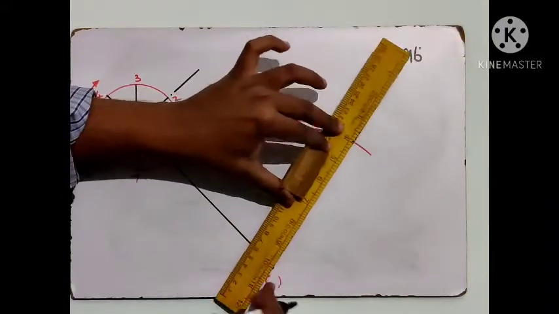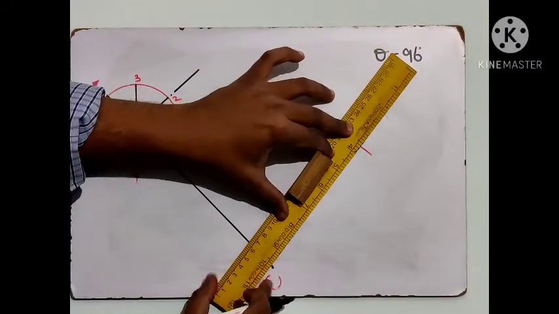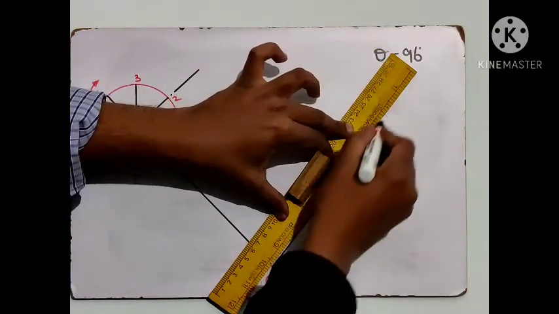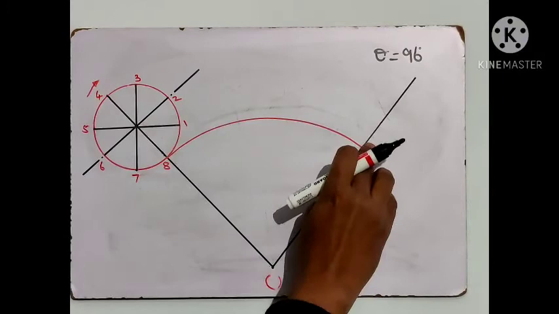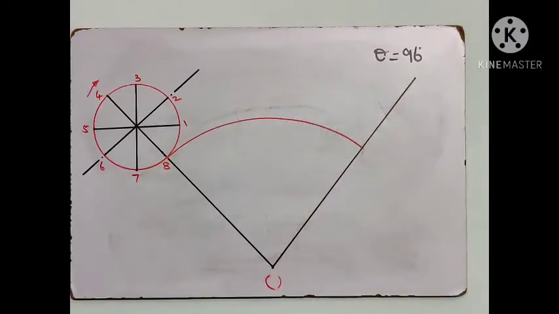Something like this. Okay. You need to make for 96 degree. Okay.